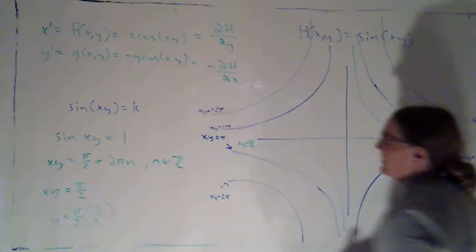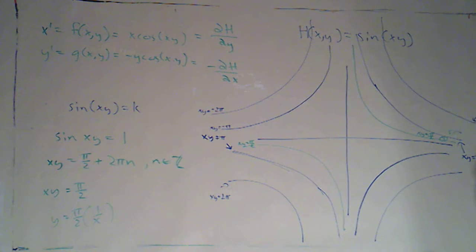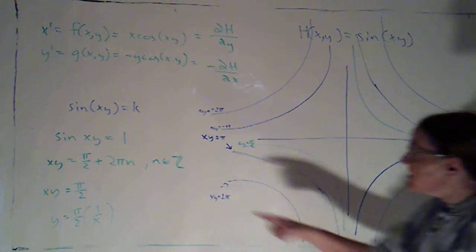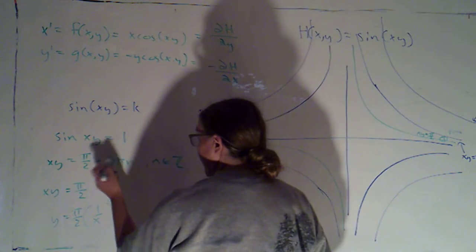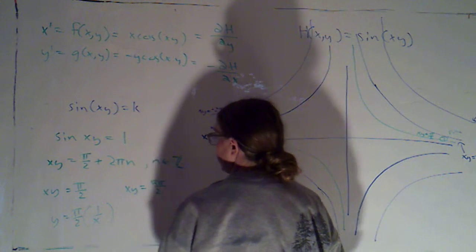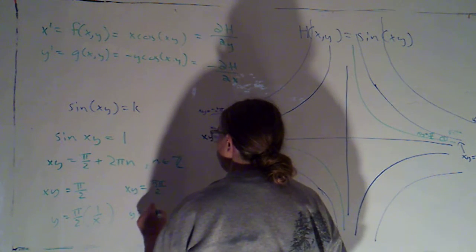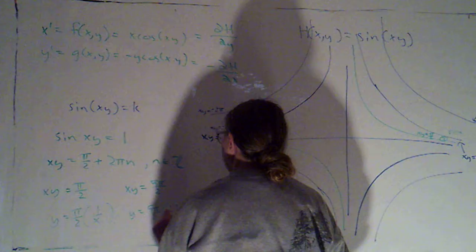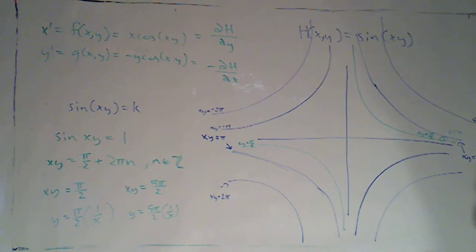I guess I don't really need to make a note of that. I know sine of pi over 2 is 1. Okay, excellent. Now, the next value I would get that's positive would be x times y equaling 5 pi over 2. That would be y equals 5 pi over 2 times 1 over x. So it's a multiple of my reciprocal function.